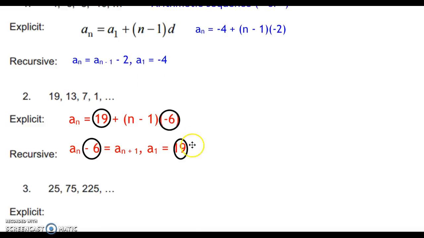I spoke about this in class a little bit, but I want you to bear in mind that the 2 major pieces of information for any sequence are the starting term, which in this case was 19, and the common difference, which in this case was -6.